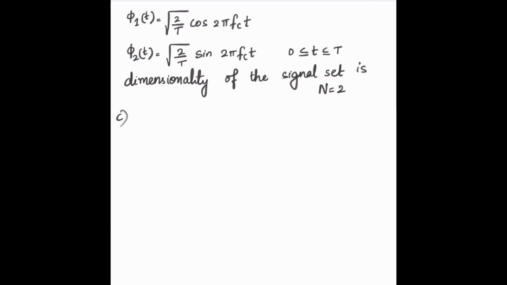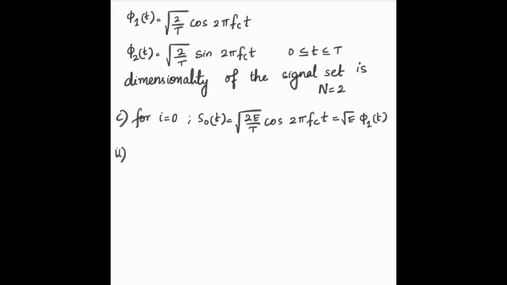Now, in order to find the signals, first consider i equal to 0. Elaborating the equation, S0 of t, substituting i equal to 0, can be written as cos of 0 pi by 4 into cos of 2 pi fct. If you compare this equation with the basis function, given by root of 2 by T into cos of 2 pi fct, the remaining part is root E into phi1 of t.